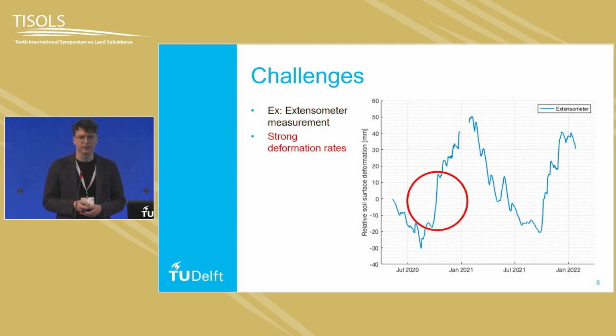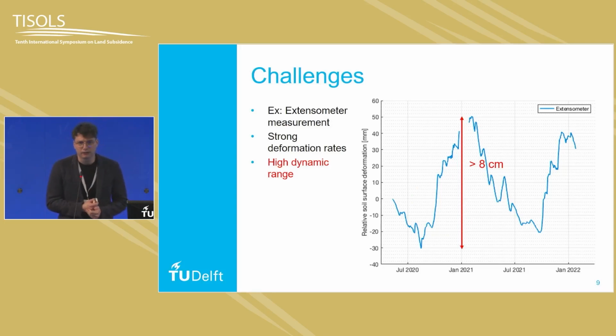To give you an idea of what we're looking at here, we have very strong deformation rates, especially in the fall. This is on the order of up to 30 centimeters within a few weeks. This can exceed the ambiguity threshold if you're trying to unwrap a phase time series using InSAR. So you're essentially guaranteed to have phase unwrapping errors if you naively unwrap the time series.